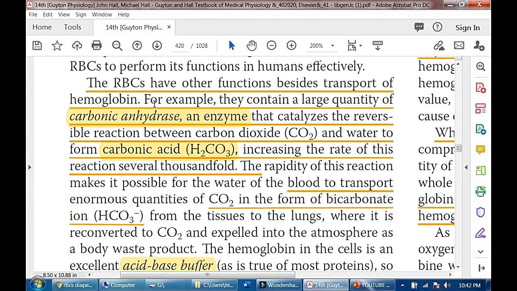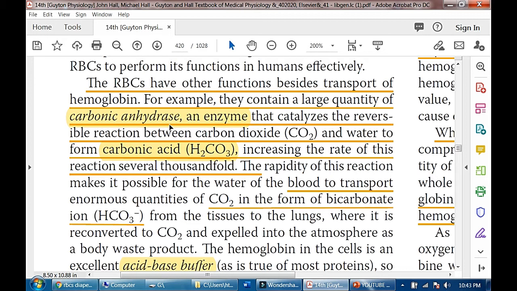The red blood cells have other functions besides transport of hemoglobin. For example, they contain a large quantity of carbonic anhydrase, an enzyme that catalyzes the reversible reaction between carbon dioxide and water to form carbonic acid. What does it mean? What the author is trying to say here is that red blood cells contain a large quantity of an enzyme known as carbonic anhydrase. So you must remember the enzyme which is present in the red blood cell: it is carbonic anhydrase.